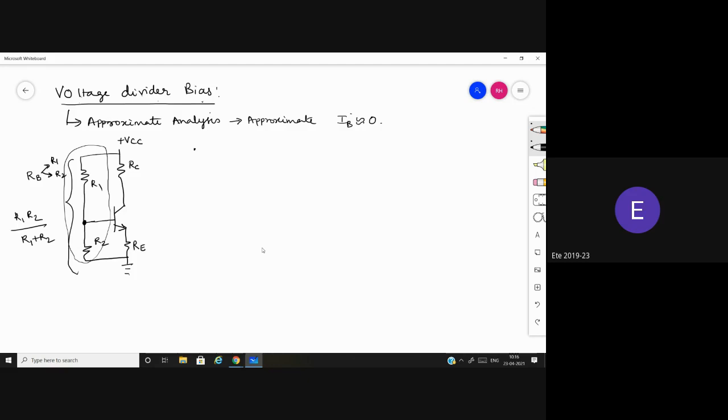Here also we have approximate analysis and accurate analysis, those are the two methods. In each method, for analysis purposes, we are going to split it into two parts, the base circuit and the collector circuit. So let us begin with the base circuit, or input circuit.